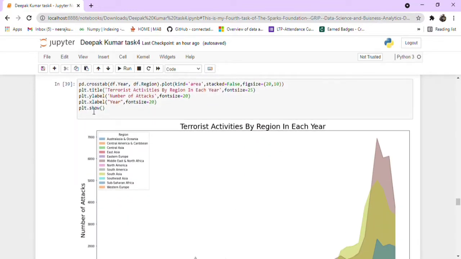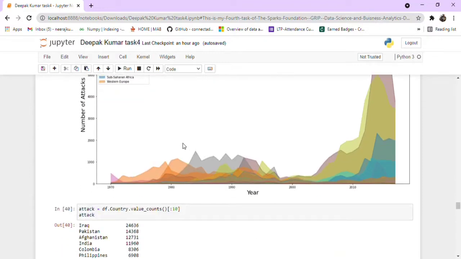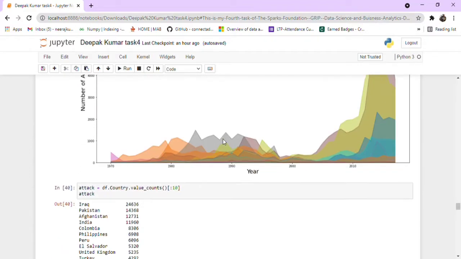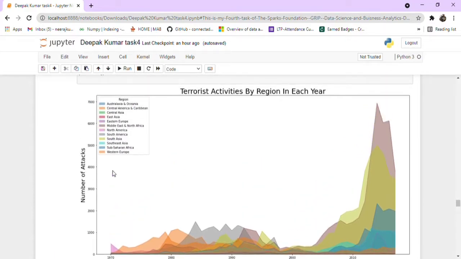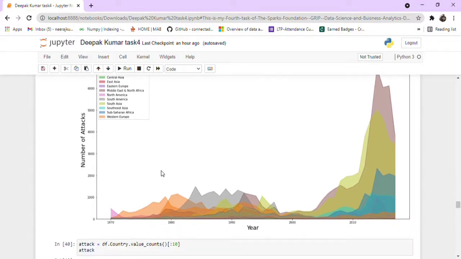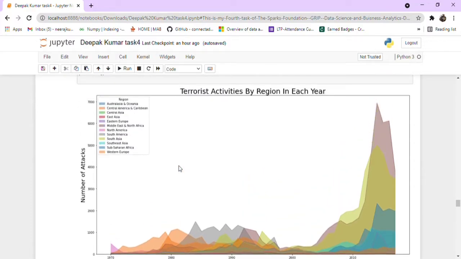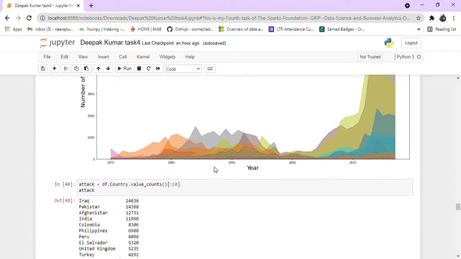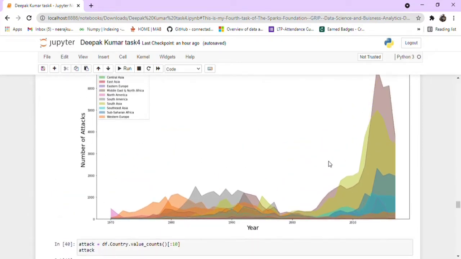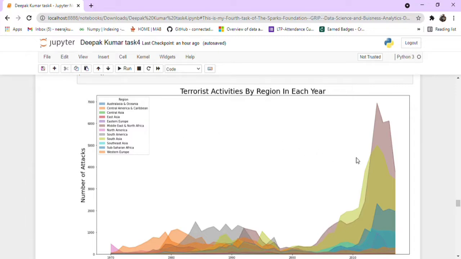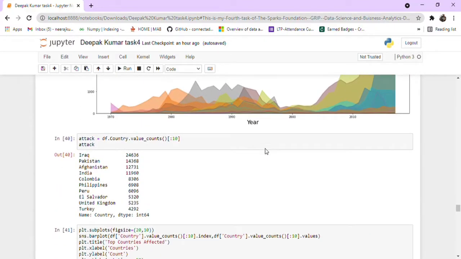Again, I have drawn a plot for number of attacks and terrorist activity by region in each year, so year versus number of attacks. So which regions are affected, and in which year. Here we can see that Western Europe and Sub-Saharan Africa are least affected, and Eastern Europe is mostly affected, I think, because of 2010. So this is the information we are getting from this graph.